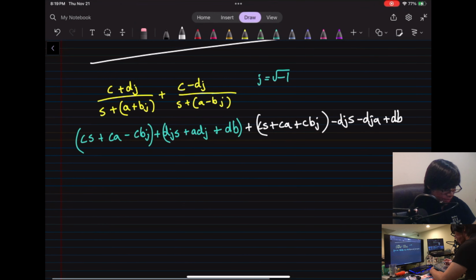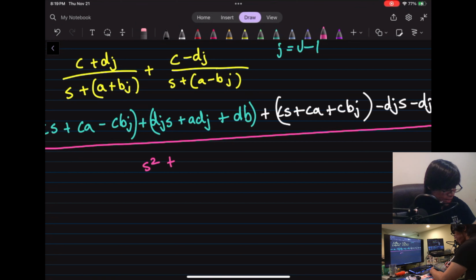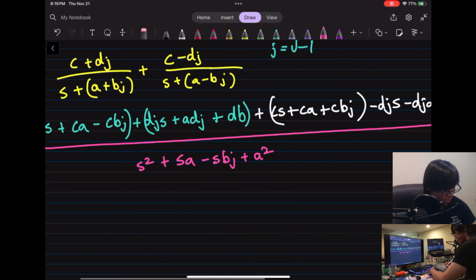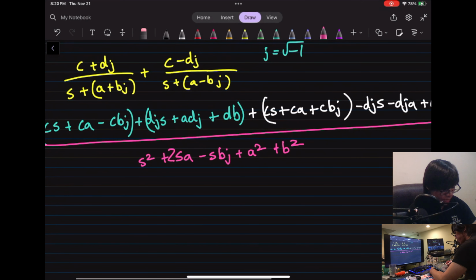Let's see where these cancel out. Also the bottom, we can do it too. We have S squared plus SA, minus SBJ, as well as A squared. I think there's actually two SA. Minus SBJ, then we have A squared, and then BJ times BJ, that's a negative with J squared, so it becomes positive B squared. And then it's a plus SBJ, which I forgot.